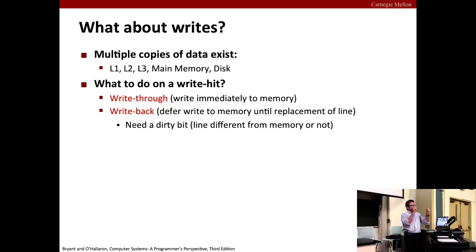So we can either do the update and then flush it to memory immediately, so that the contents of memory always mirror the contents of the cache. But that's expensive, right? I mean, memory accesses are expensive.